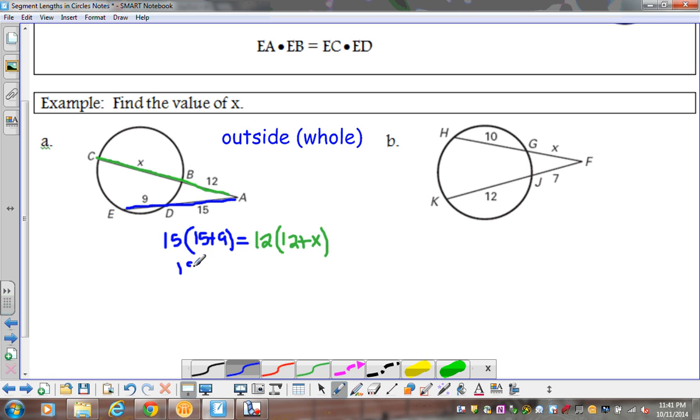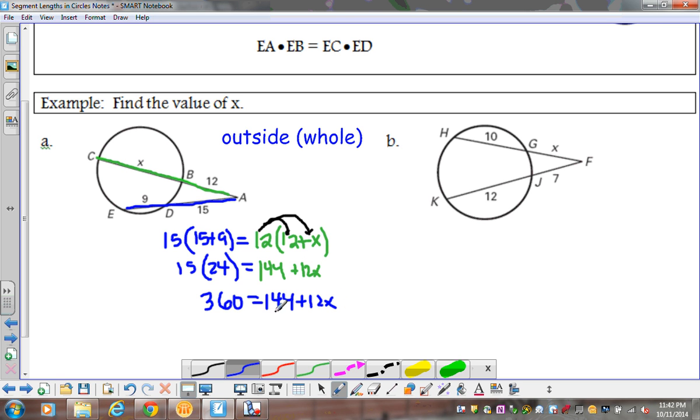So this would be 15 times 24 equals, and over here we would need to distribute. So 12 times 12 gives me 144 plus 12 times x is 12x. And on the other side, we've got 15 times 24, which will give me 360. So 360 equals 144 plus 12x.